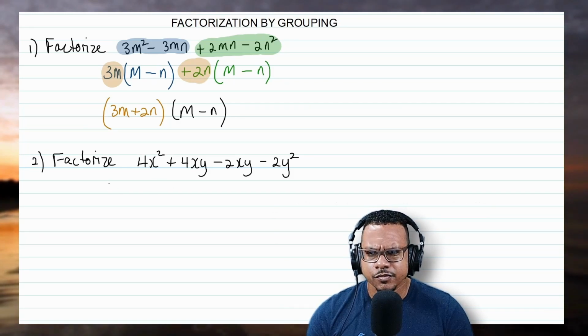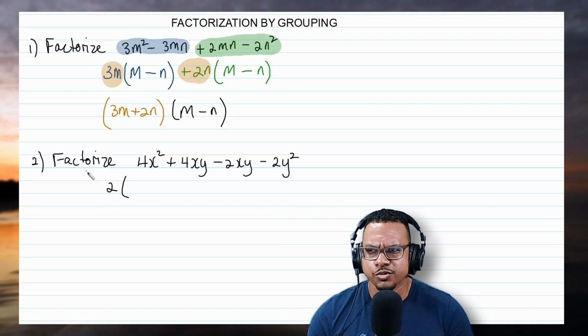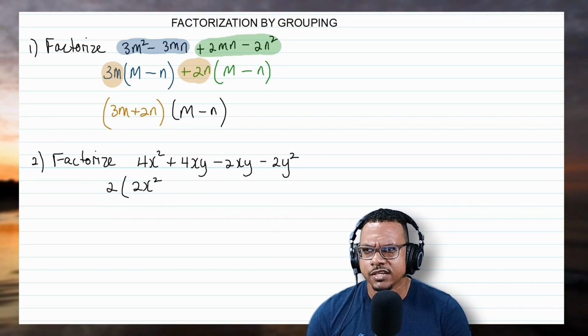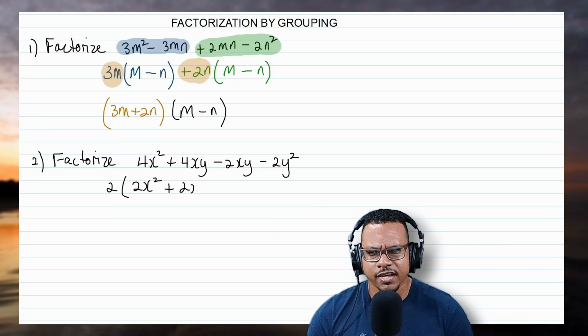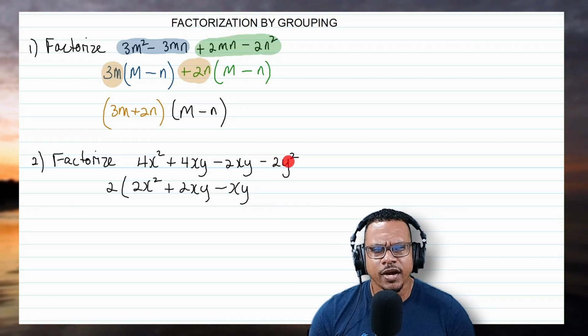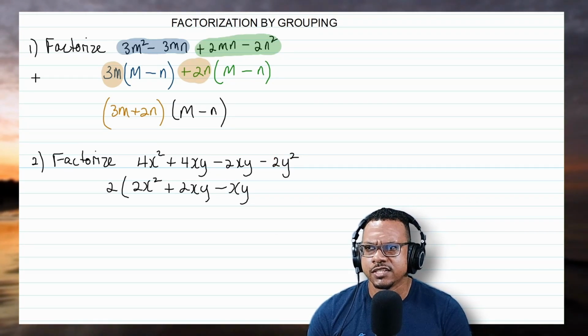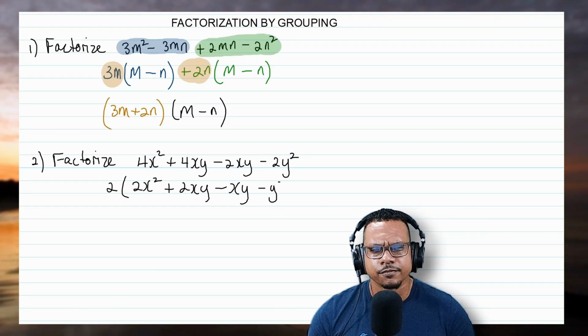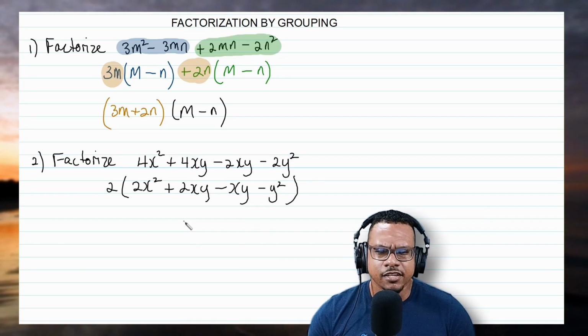So I'm going to say 2, open brackets, and then I'm going to say, okay, 4x squared divided with 2 and get 2x squared. Then I'm going to say, okay, 4xy divided with 2, and I'm going to get positive 2xy. Then I'm going to say negative 2xy divided with 2, which will just give negative xy. And then I'm going to say negative 2y squared divided with 2, which will just give negative y squared. Close brackets.